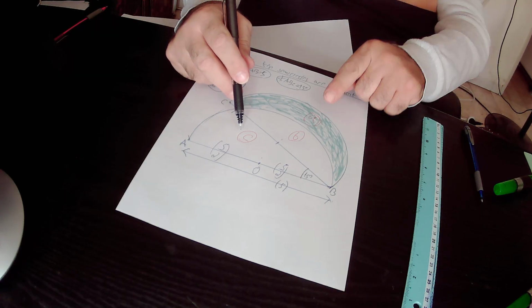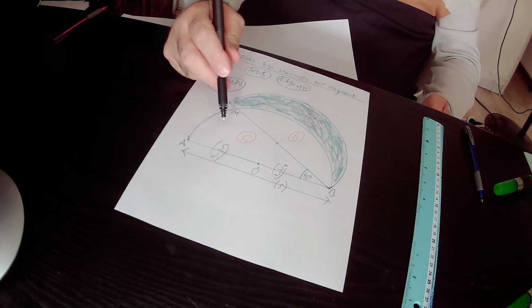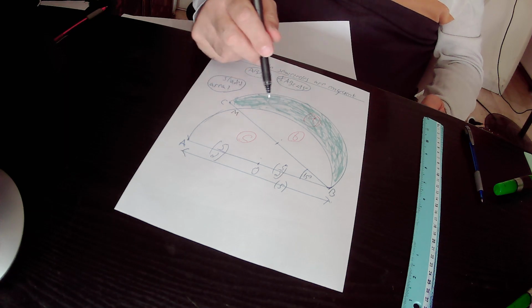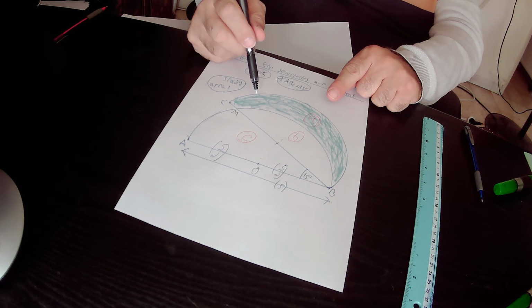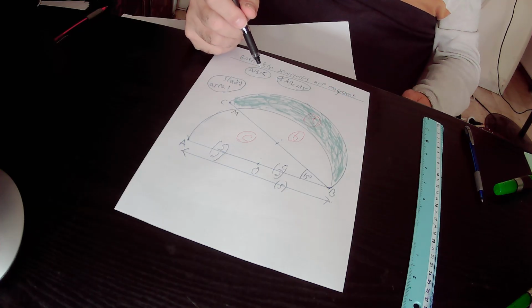And because of the fact that C equals A, it means that the area of this shape A and B is equal to the area of this shaded region, that is the shaded region that we are looking for in this question.